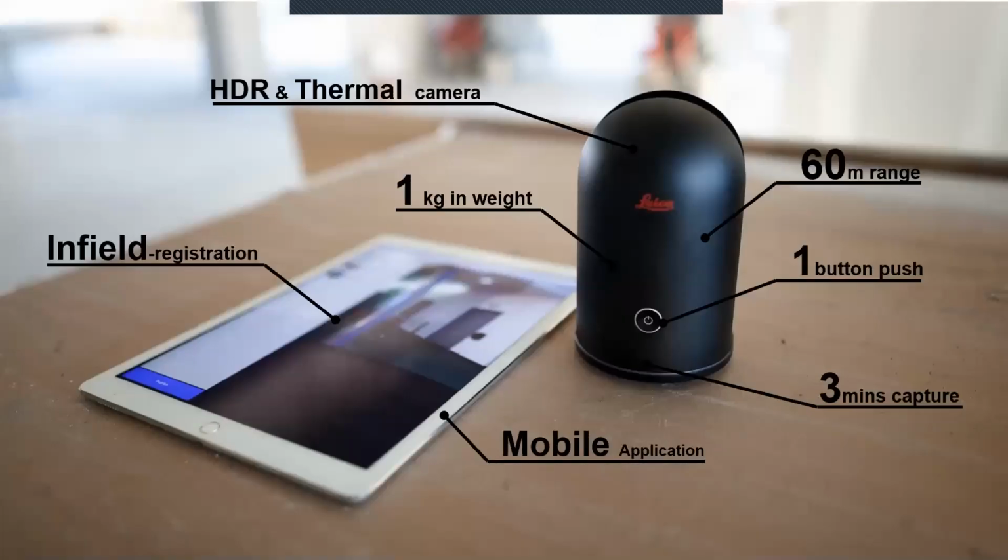The smallest scanner which I discussed was the BLK360. This is how it looks, and it can be operated using your mobile phone, iPad, or an Android phone. It gives you HDR and thermal images. It weighs around 1 kg and has a range of 60 meters.